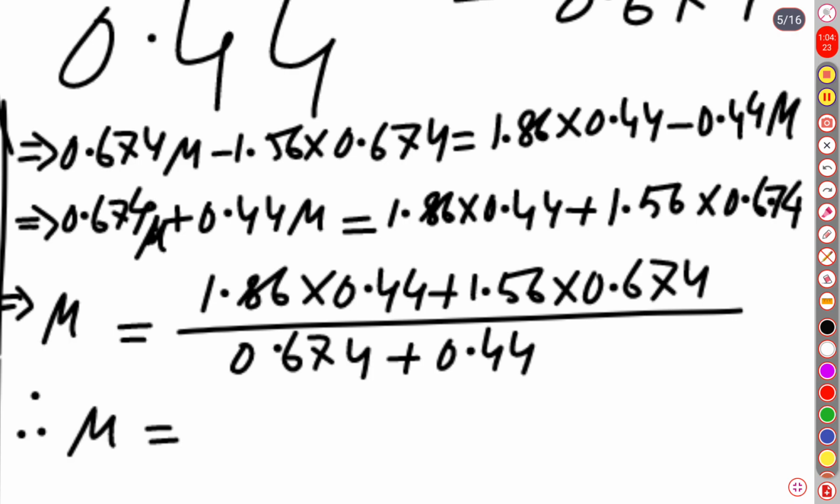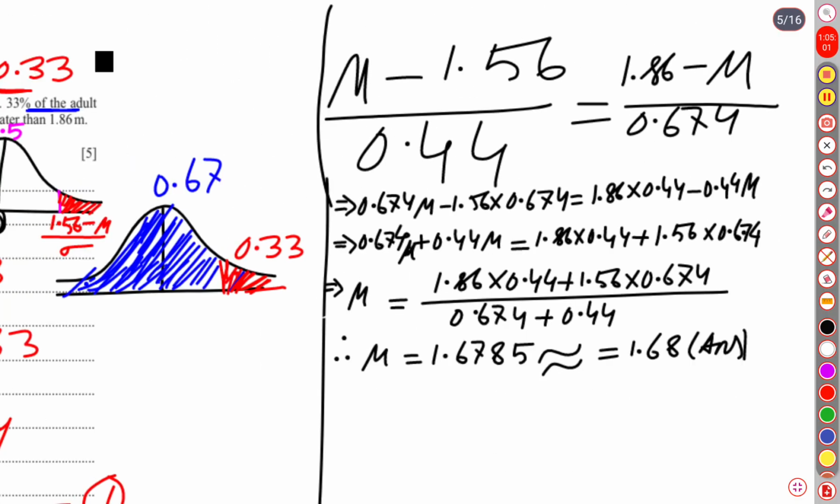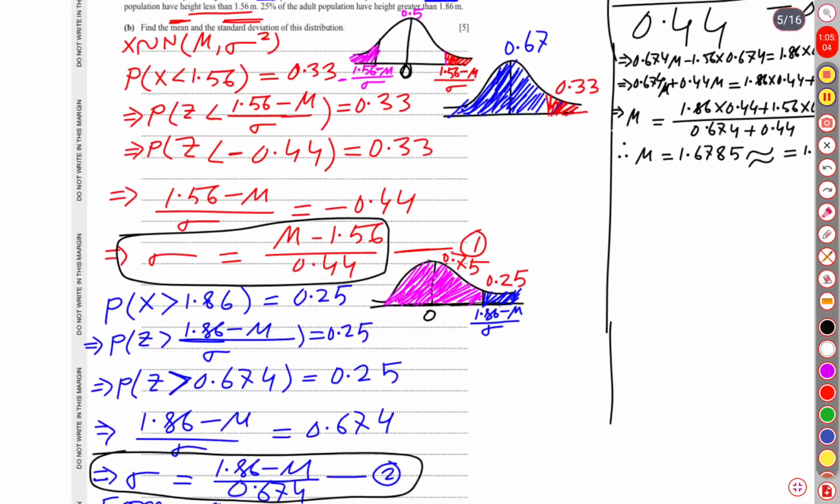Hence our mu is going to be, if we calculate this, let me use my calculator: 1.86 into 0.44 plus 1.56 into 0.674, divided by 0.674 plus 0.44, it is going to be 1.6785. If we round it up to three significant figures, it is going to be 1.68. So our mu is 1.68, which is one of the answers. And I can show you now the whole of the solution. This is how we can solve this question.